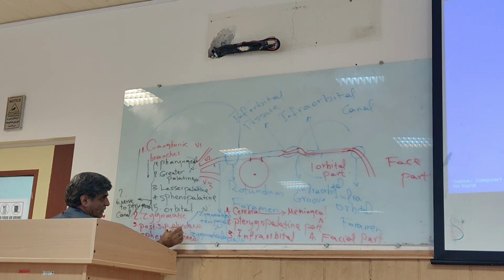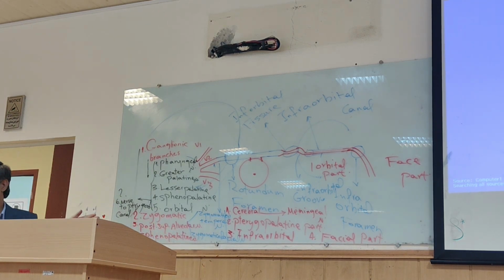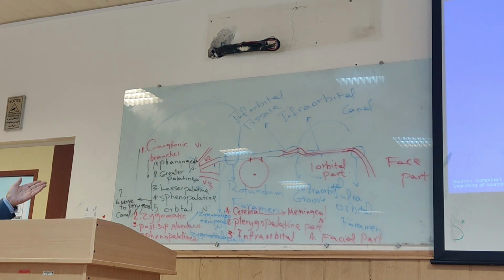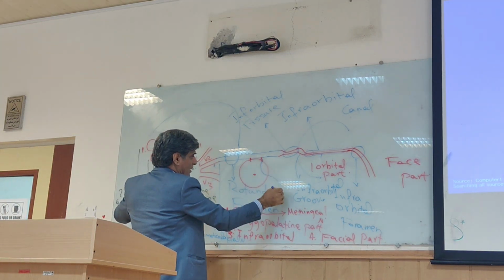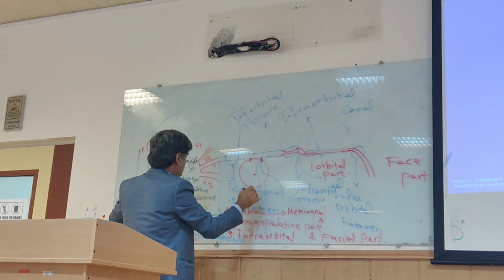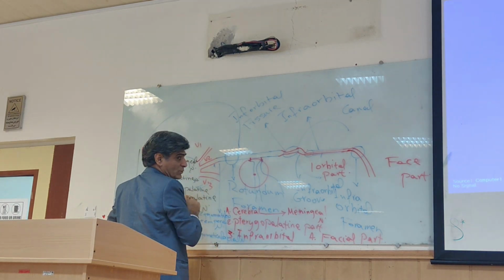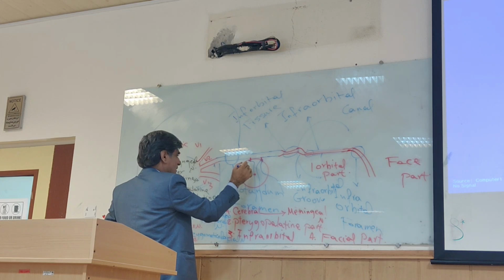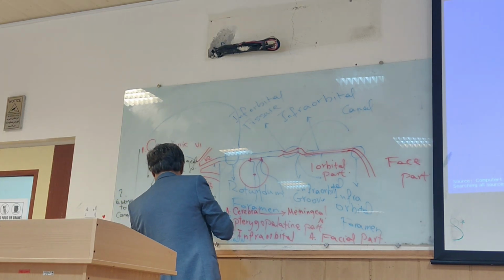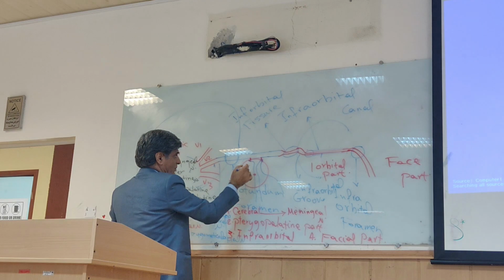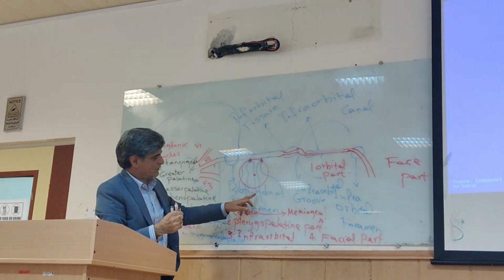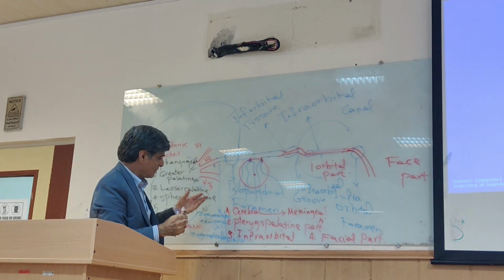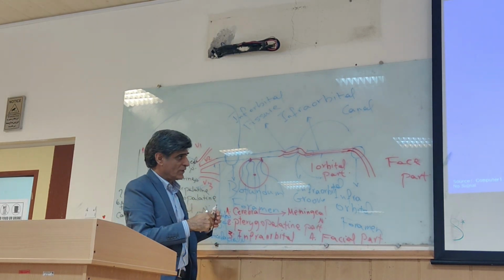Sphenopalatine nerve. All are branched from two parts. Okay, the ganglionic branch contains: pharyngeal, greater petrosal, lesser petrosal, exit of ganglion, sphenopalatine, orbital. All are ganglionic branches. Okay, and another part, infraorbital. Infraorbital contains these branches.